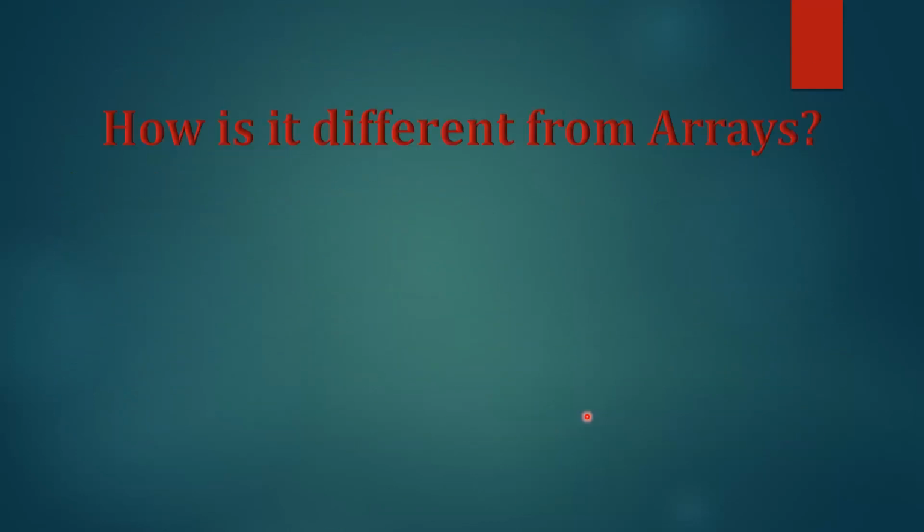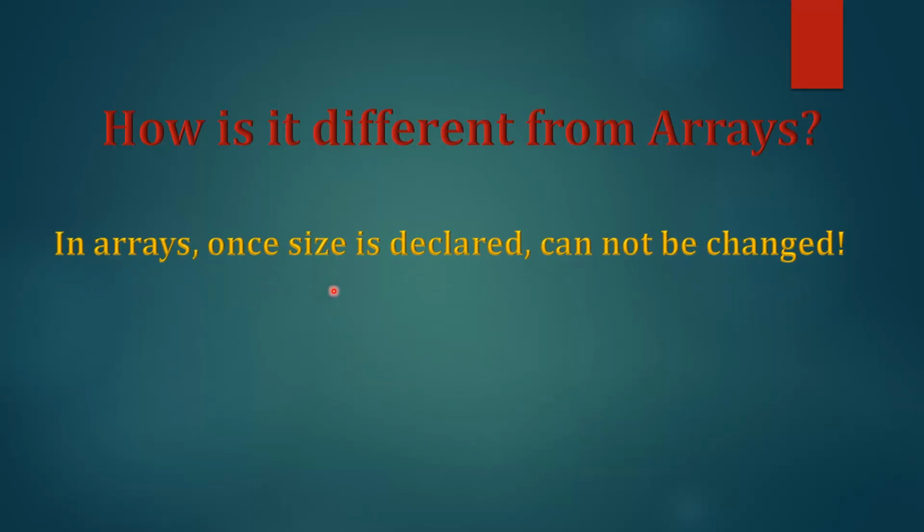Next is how is it different from arrays? It is a very obvious question because in arrays also we allocate some amount of memory to a variable, and in dynamic memory allocation also we are assigning some amount of memory to a variable. So what is the major difference? It is an important part, so understand it carefully. In arrays, once the size is declared, it cannot be changed. If we declare an array named myArray of int type of size 10, then the size 10 cannot be changed. That array will always be of the size 10. But when we are using dynamic memory allocation, we can change the size at runtime also.